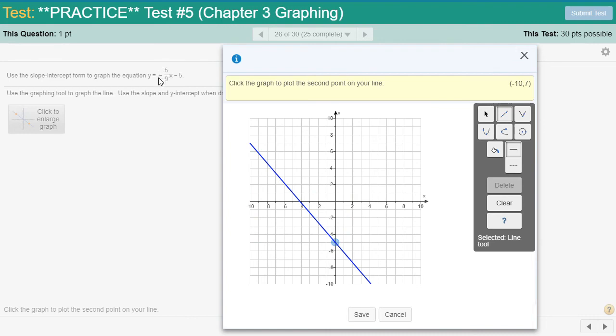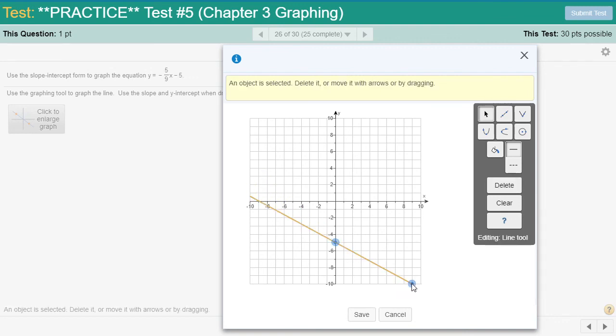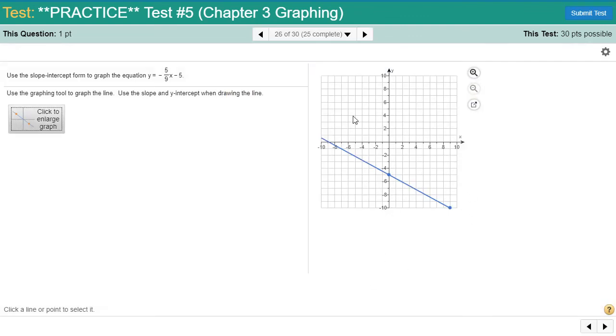Then from that y-intercept, we're going to drop 5 units and run to the right 9 units. So drop 5 units, 1, 2, 3, 4, 5, and run 9 units to the right. 1, 2, 3, 4, 5, 6, 7, 8, 9, click. That locks in that second point and therefore locks in our line. We're going to save, and now you can see that our line is locked in for our answer, and there we have it. We've just graphed y equals negative 5 over 9x minus 5 using the slope-intercept form.